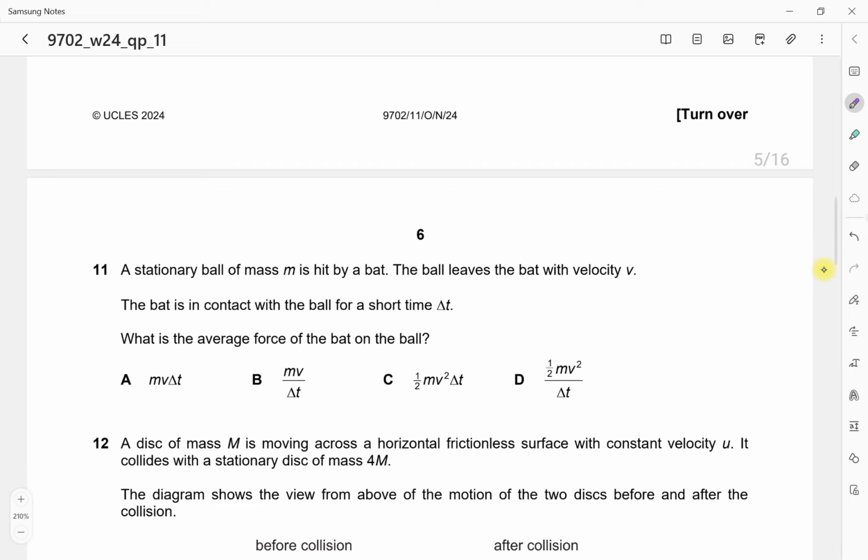A stationary ball of mass m is hit by a bat. The ball leaves the bat with a velocity v. The bat is in contact with the ball for a short time delta t. What is the average force of the bat on the ball?